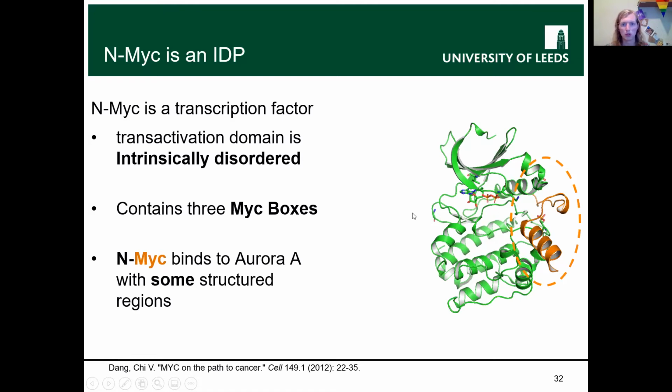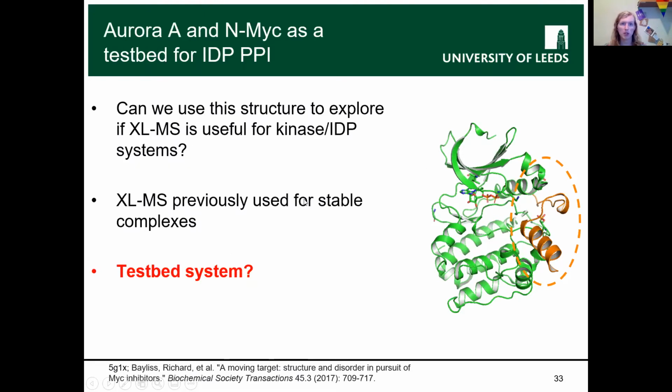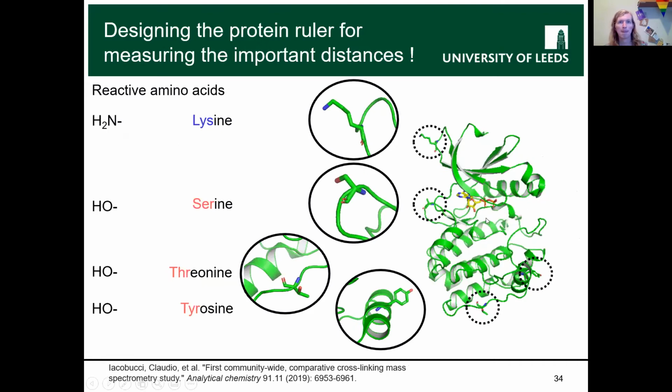It was produced a couple of years ago, that we have an IDP binding to a structured protein, but also it still has some unstructured regions. And we can use that as a test bed to explore cross-linking mass spectrometry, to see how it performs with this mixed system of IDP, so wiggly protein, and stably folded protein.